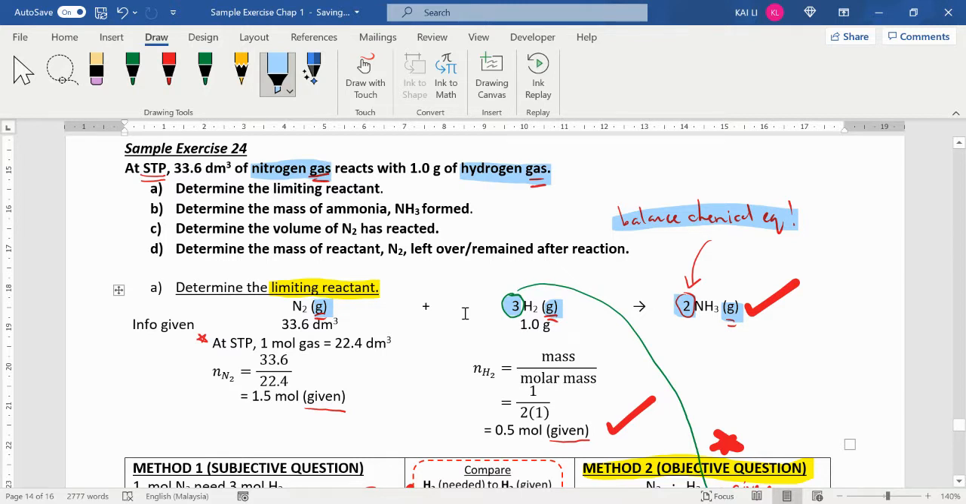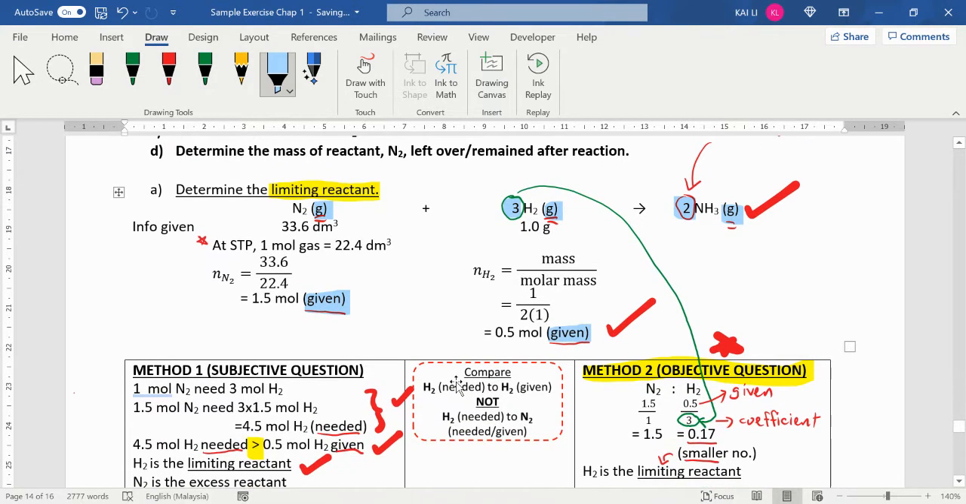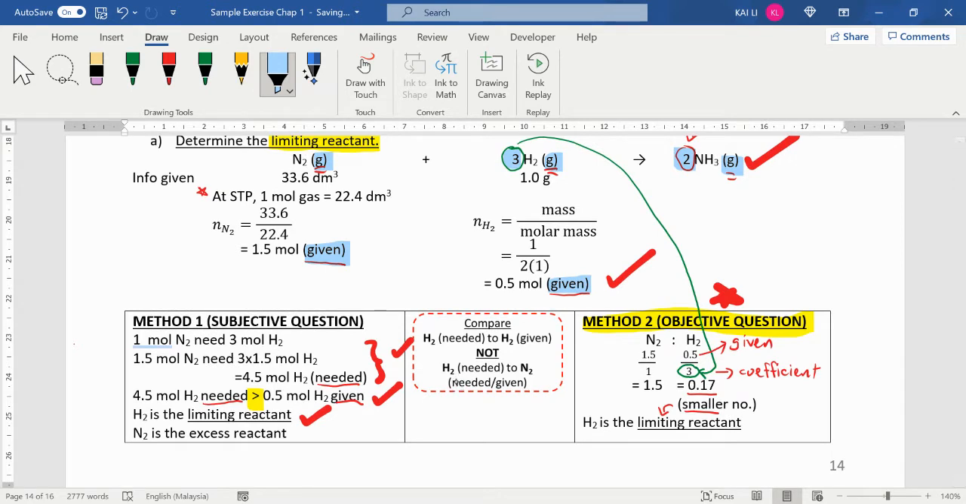Okay. Then the next one is finding limiting reactant. Remember to label given, because we want to differentiate between the given mole and the needed mole. In order to determine the limiting reactant, there are two methods. For subjective questions, you need to do the stoichiometry, show the stoichiometry step by step, show how much is needed, and then why is it limiting reactant? Because the needed is greater than given.